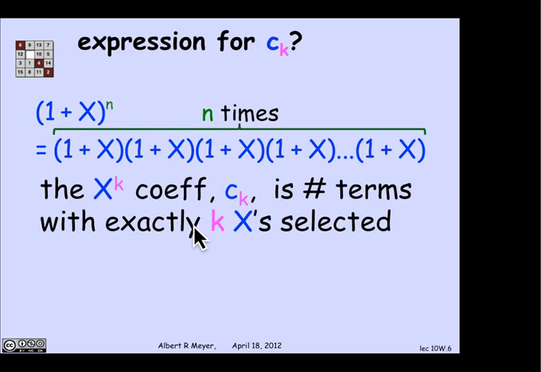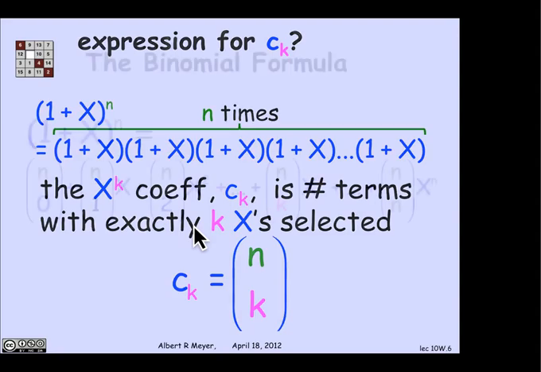So what's the coefficient of x to the k? Well, the coefficient of x to the k is the number of those terms among the 2 to the n in which the power of x is k, that is, in which I selected k x's and, willy-nilly, n minus k ones. How many ways are there to select k x's among these n terms? And we know the answer to that. It's n choose k, all the ways of choosing a subset of k items out of n items. And that's the answer. ck is simply n choose k.